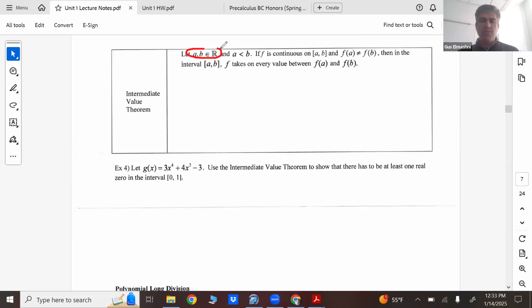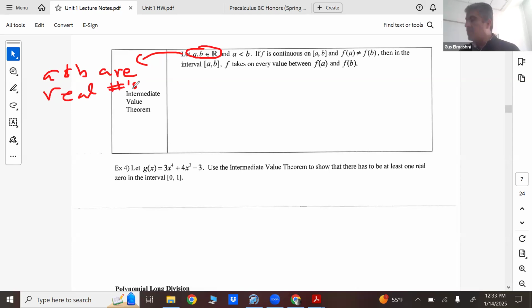So this means that A and B are real numbers, because you're saying they're an element of the real numbers. The R that looks kind of weird means real numbers, and the E stands for elements. So those are just real numbers, and A happens to be less than B. Keep that in mind: A is less than B. So F is continuous on A to B.